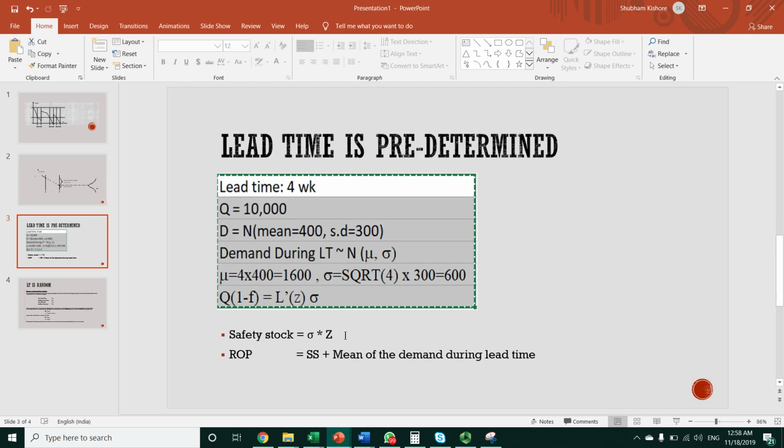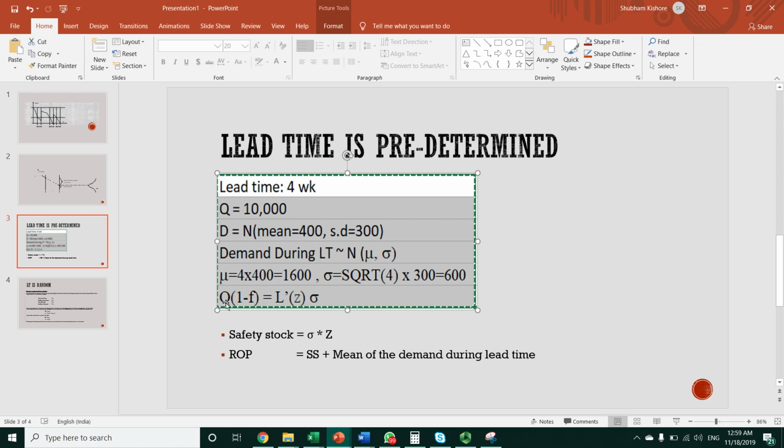For the safety stock calculation, we need to use this formula, which is the standard error of the demand during the lead time and the z value. So how to calculate the z value? You have to reverse engineer it. This is the loss function over here. Whatever loss function you get from this formula, you match it in the loss table, which is also known as the LZ table, and the z value which corresponds to this LZ function will be your z value.